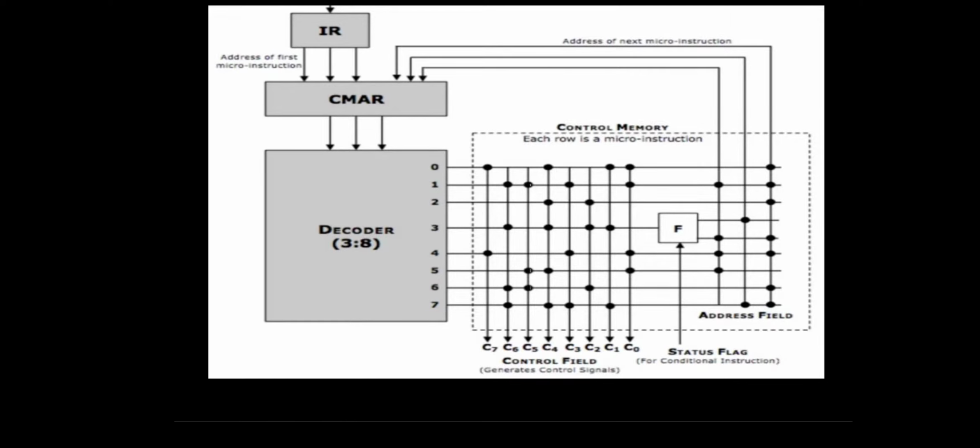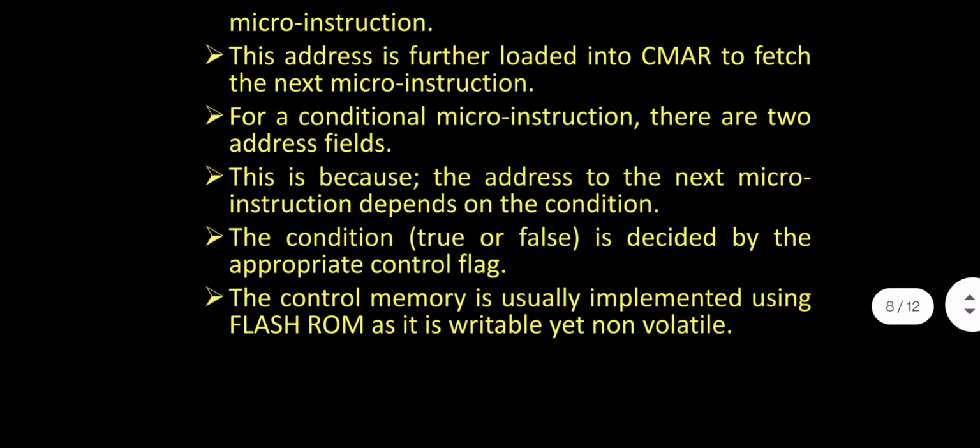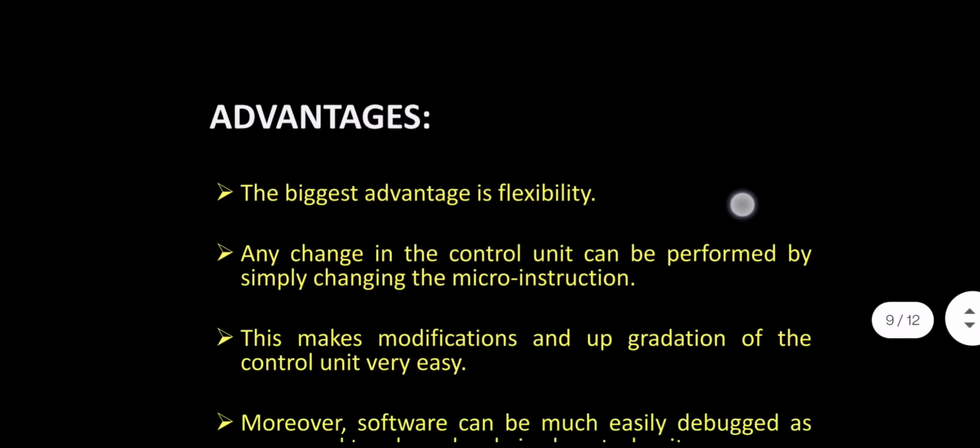It is basically a multiplexer which selects one of the inputs. We can see there are two microinstructions, 1 and 2. If the first instruction is true, then it will go to the address field. If it is false, it will go to the next line and take it to the address field. So this is the performance of the status flag. The control memory is usually implemented using flash ROM, as it is writable and non-volatile.